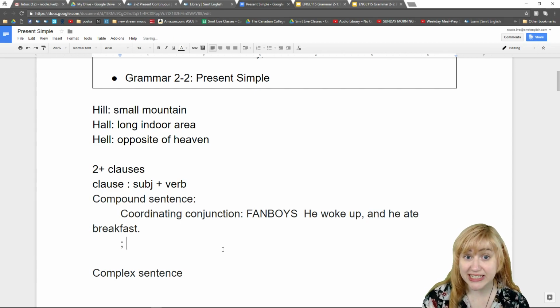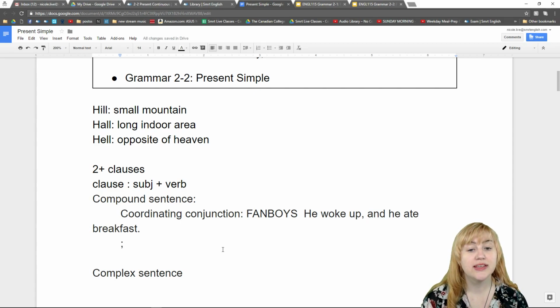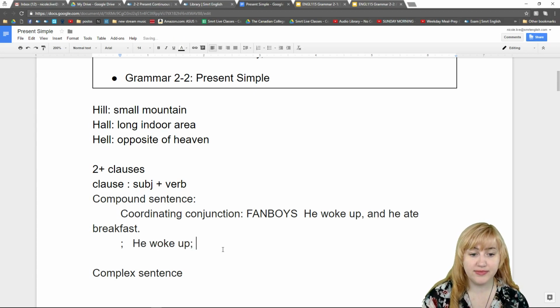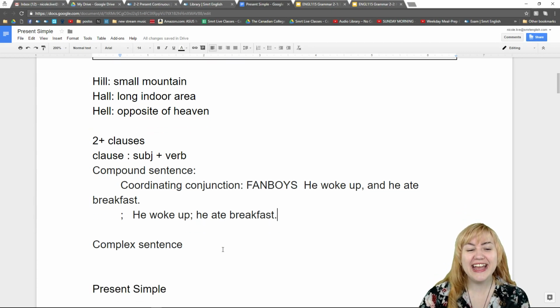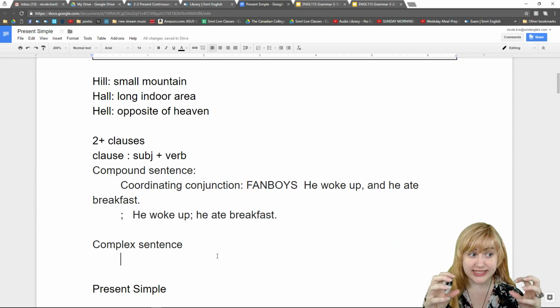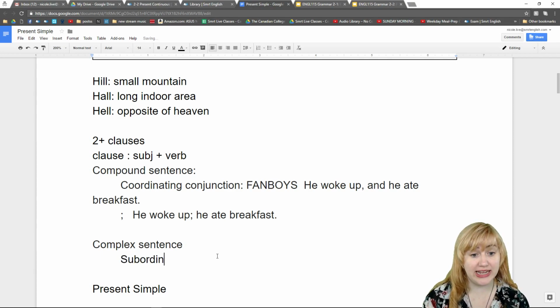The other way we can make compound sentences is with a semicolon. For example, you can say, He woke up; he ate breakfast. Really, a semicolon is just like a period, like a full stop. We just use it if we want to join the clauses together instead of putting them separately. That's all. Semicolons look scary, but they're really just fancy periods. And for complex sentences, a complex sentence joins two clauses with a subordinating conjunction.